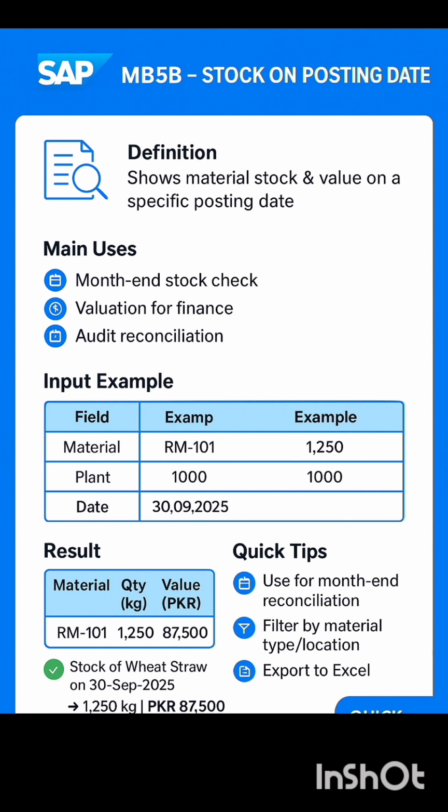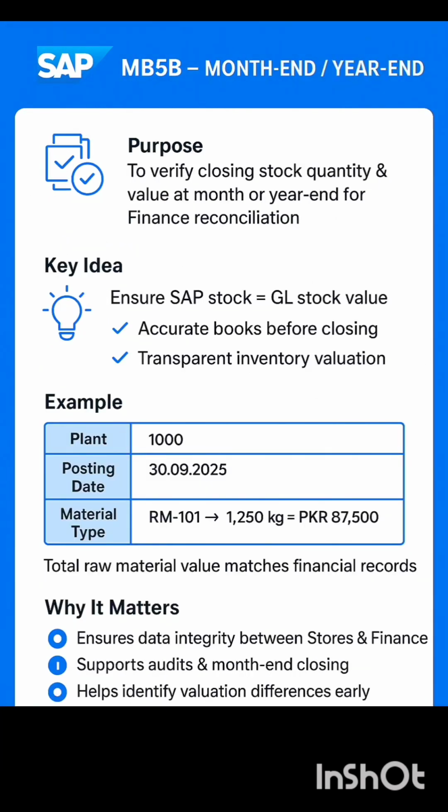In quick tips, use for month-end reconciliations, filter by material type or locations, and export that data to Excel for further analysis. One of the key uses of MB5B is month-end or year-end reconciliation.